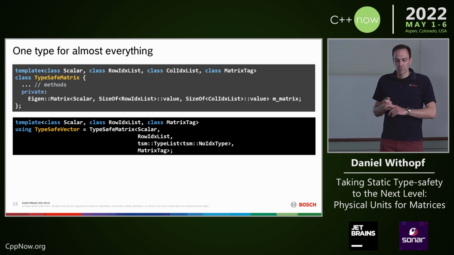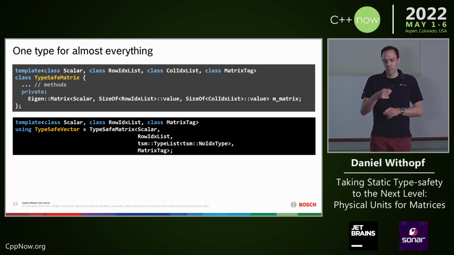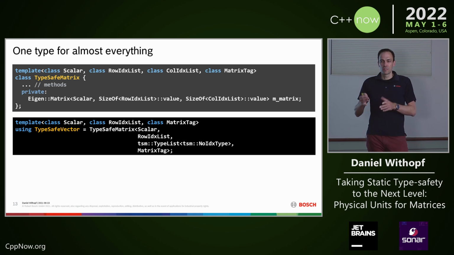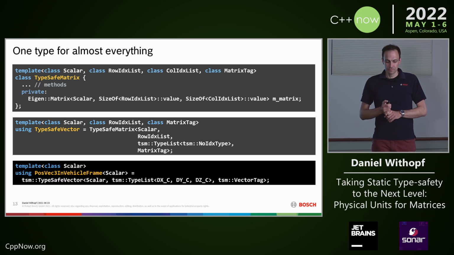Then we have a few aliases here. This is a typesafe vector, simply a typesafe matrix with a given row index list. And as column index list, I specified just a list with one index and no index type. This is sort of an indicator that this index does not influence the physical unit. And I also forward the matrix tag that is passed to that alias.